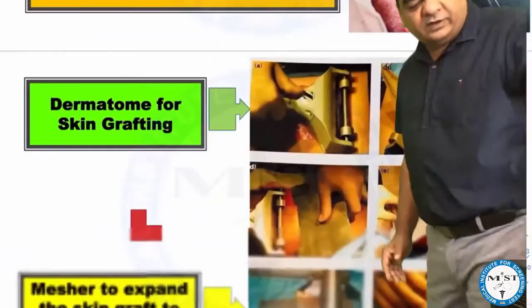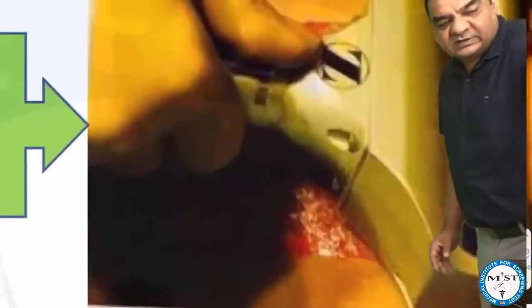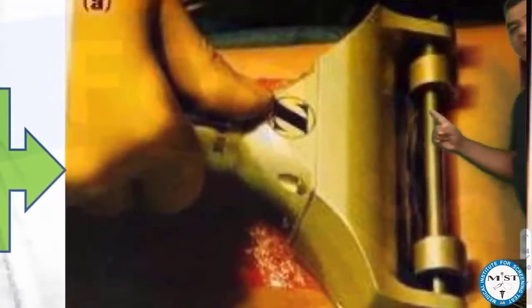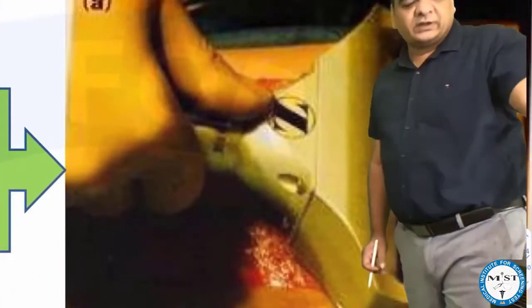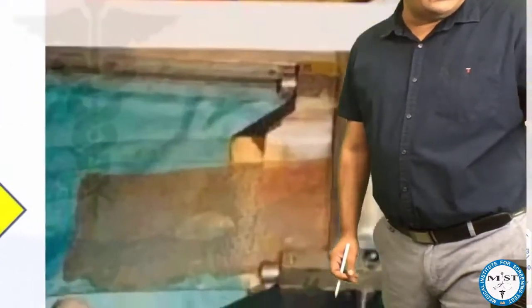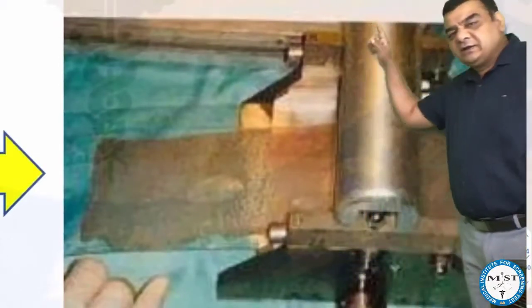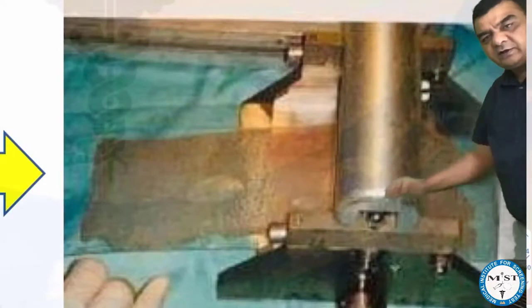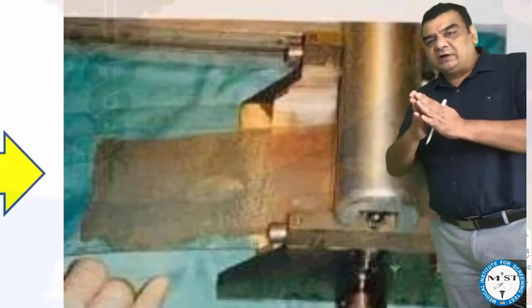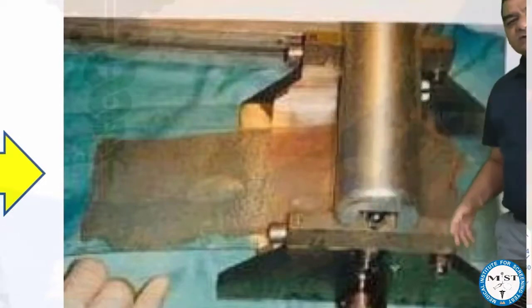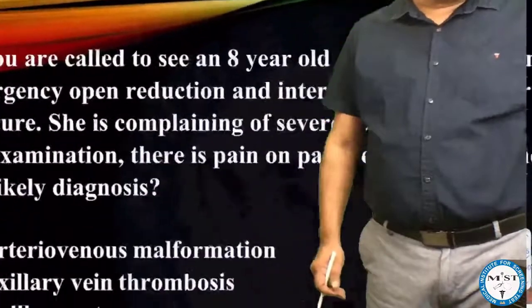Another instrument which we can use for skin grafting is a dermatome. This is a dermatome which can be used for harvesting the skin graft, preferably the full thickness skin grafts. And this is a mesher. It is just like the roller on the cricket field. Just like a roller on the cricket field, you put a mesh in this and roll it so that the graft can be expanded. So these are the various instruments which can be used for skin grafting purposes.